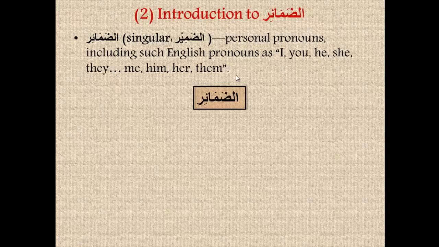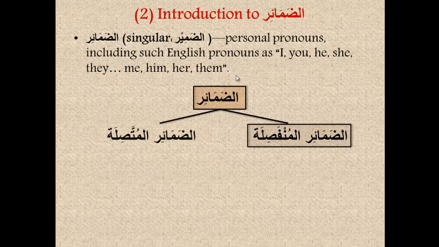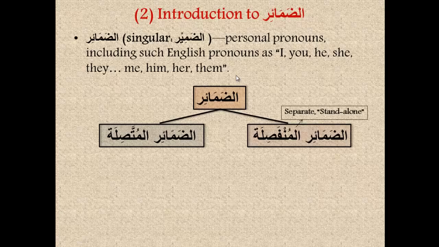Al-Dama'ir in Arabic can be divided into two large umbrella groups or two large categories. And I want you to memorize these two groups. So number 1, we have Al-Dama'ir al-Munfasila. And number 2, we have Al-Dama'ir al-Muttasila. What do these categories mean? Al-Munfasila means separate or detached.